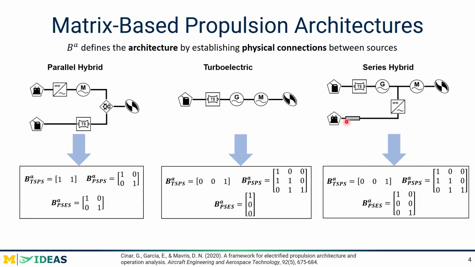You can see a similar set of TS-PS and PS-PS matrices for the series hybrid, except you'll notice that we have to account for this battery connection to the electric motor. So previously, we just had the 1, 0, 0 column for the turboelectric case, but now this electric motor is also connected to a battery. So we have to add another column to the PS-ES matrix because we have two energy sources now. And since only the electric motor connects to the battery, we leave the first two entries in the column as 0 because the turboshaft engine and generator do not connect to the battery, but the electric motor does, hence the 1 in the 2-3 entry.